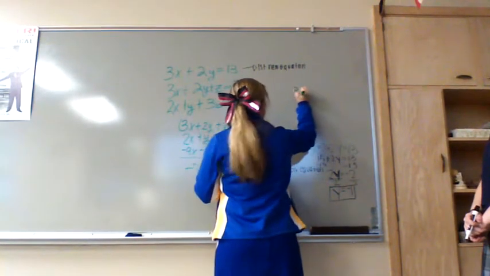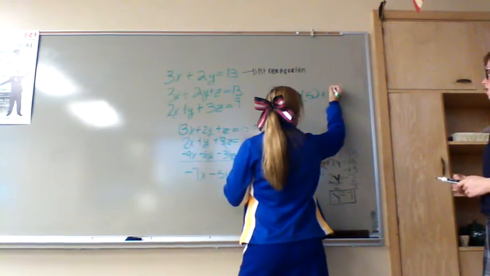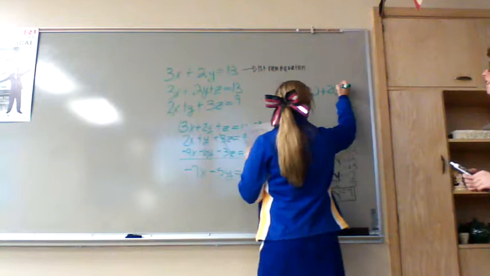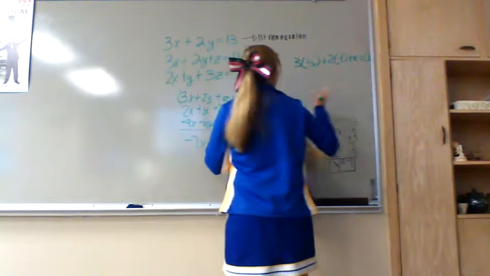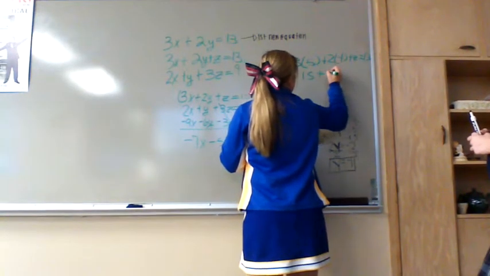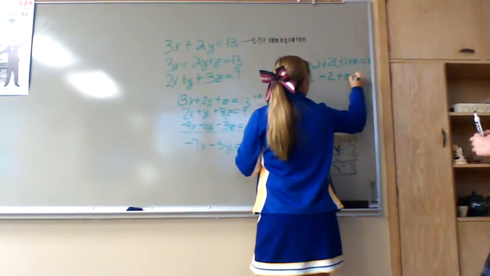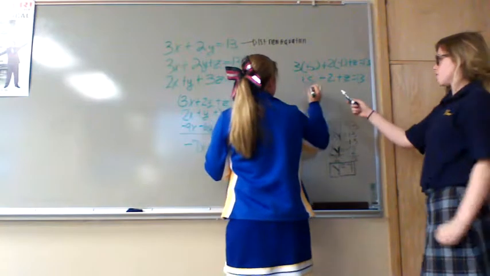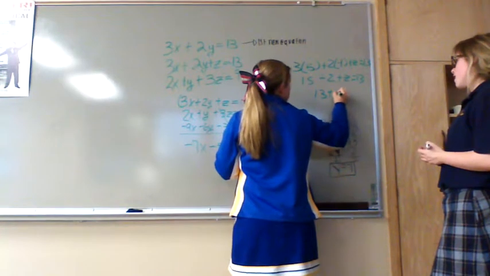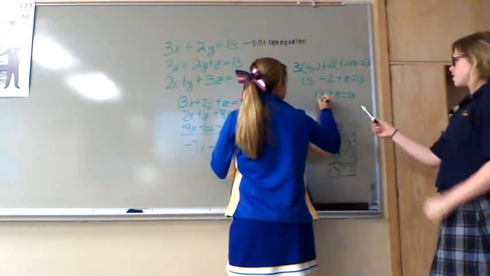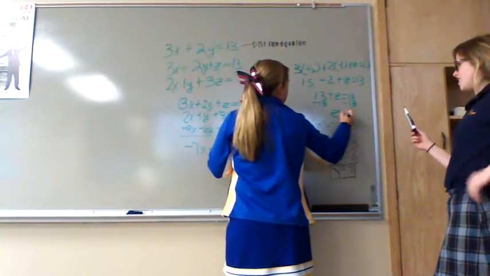So 3 times x, which is 5, plus 2 times -1, plus z equals 13. So you get 15 minus 2 plus z equals 13. And then 15 and 2 pair up to be 13, plus z equals 13. And then subtract 13 to the other side, and z equals 0.